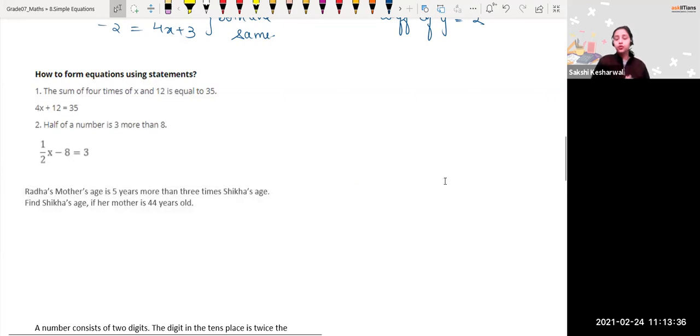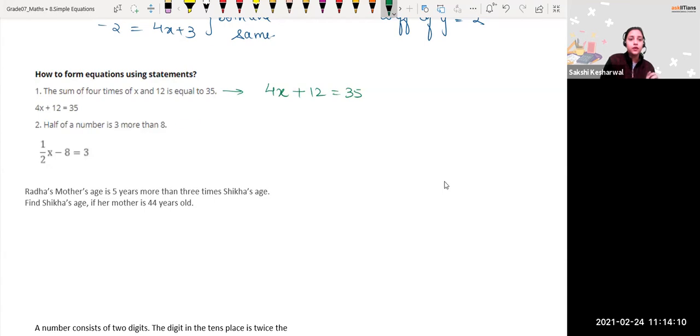So how do we form an equation from a statement? When a statement is given to you, how are you going to write it in the form of an equation? It says the sum of 4 times x and 12 is equal to what, beta? 35. So 4 times x plus 12 is equal to 35. That's it. Later on we'll be learning how to solve it.